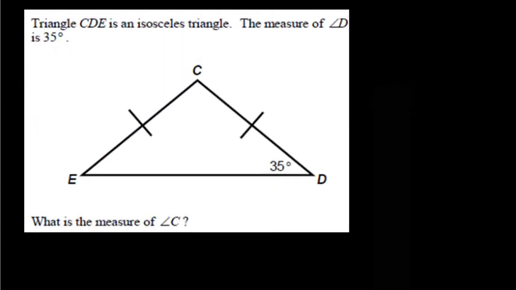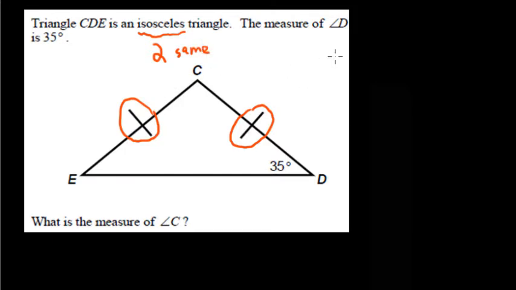Alright, triangle CDE is an isosceles triangle. This word isosceles means that two of the sides are the same. That's what these little lines indicate. When you see straight lines going across like that, that means that line CE and line CD are the exact same. And that's what an isosceles triangle is. It means that two sides are the same.